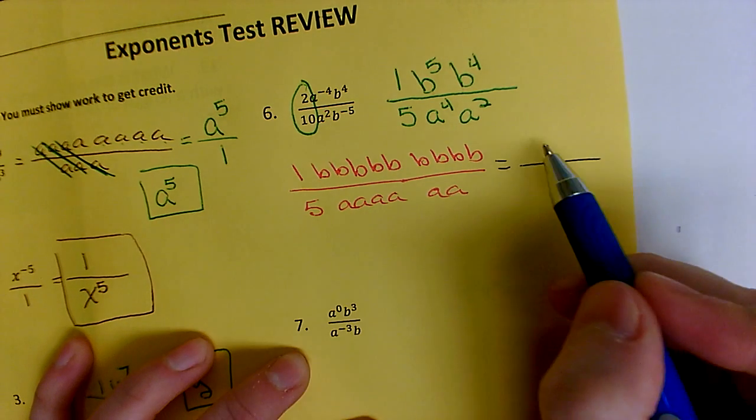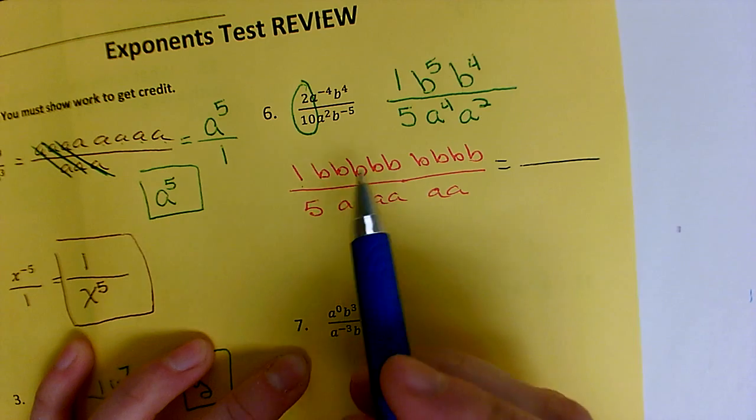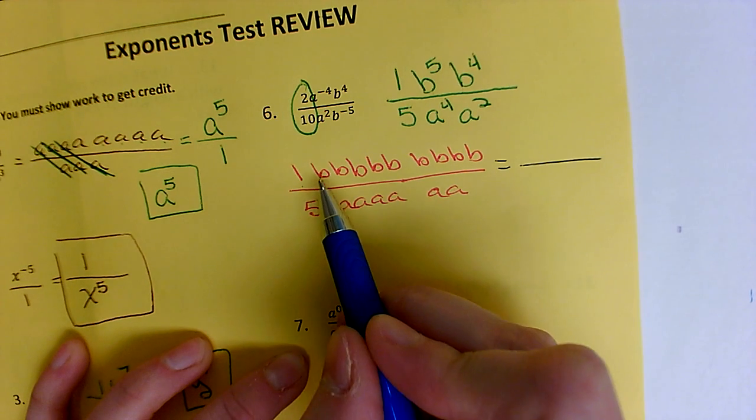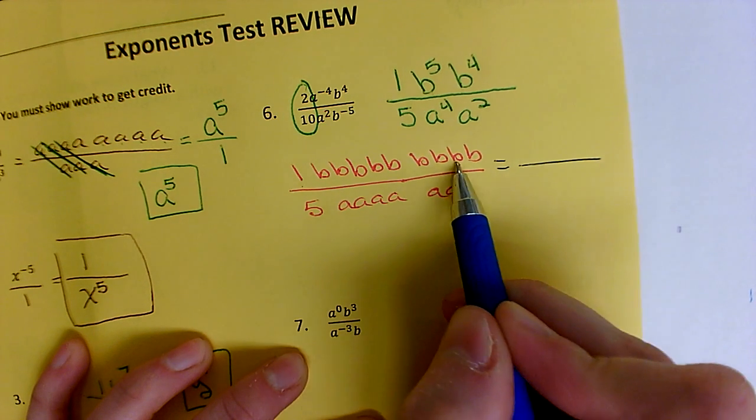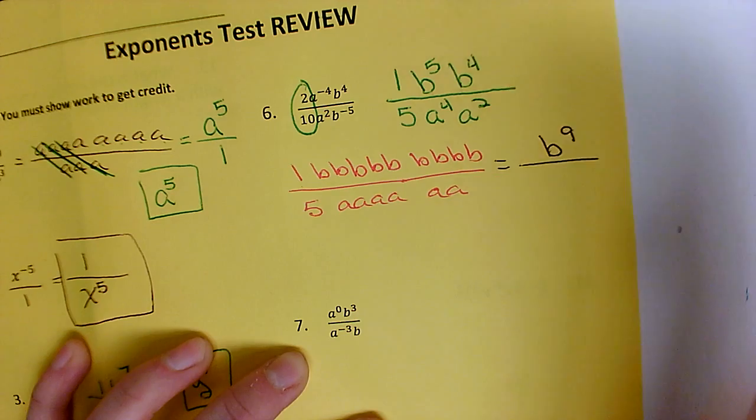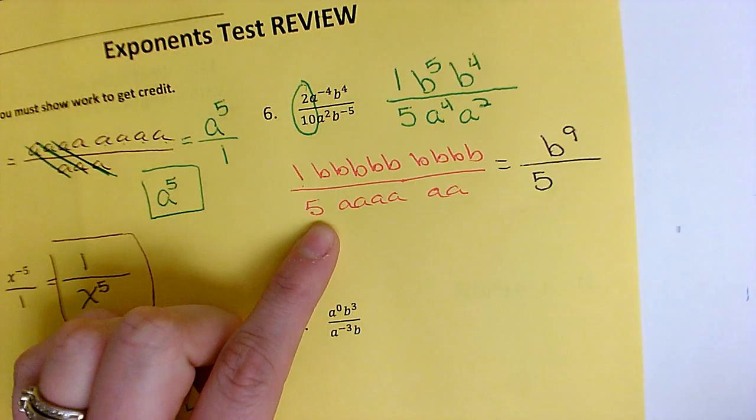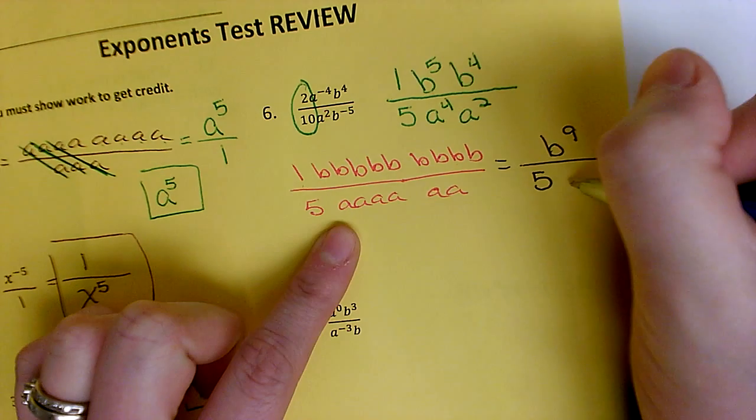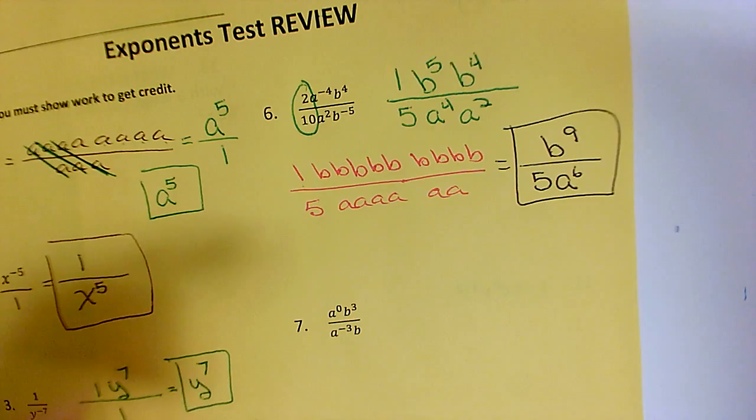So I'm just not going to write the 1 just because I don't think it's necessary, but you can leave it there if you want to. I've got 1, 2, 3, 4, 5, 6, 7, 8, 9 b's, so b to the 9th power. On the bottom, I still have the 5, and I've got 6 a's, so a to the 6th power.